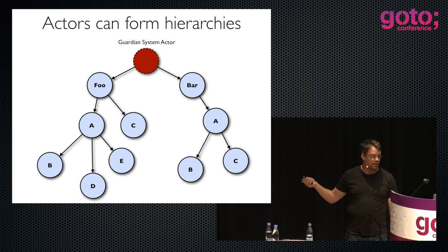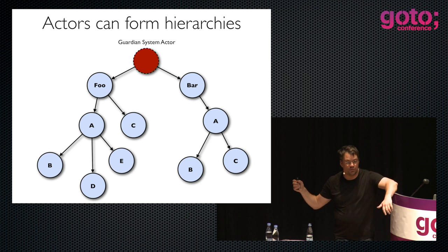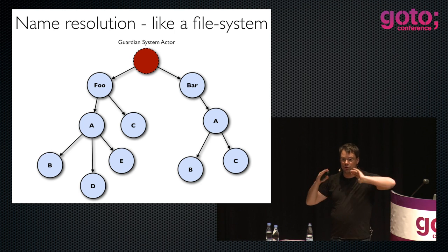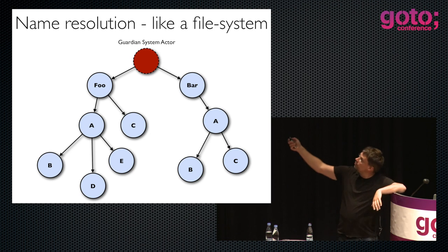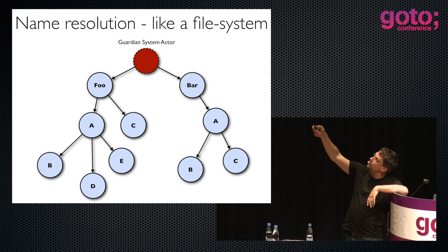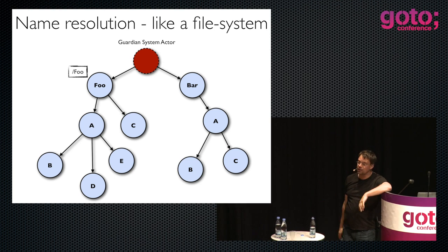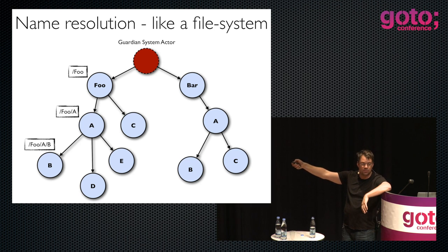This is important for name resolution, because we talk about actors and their names very much like a file system. This looks very much like a file system, right? With a root, and then you have the levels below. That's exactly how you reference them as well. So foo here, for example, is /foo. It's a top-level actor in our actor system, okay? This A here is /foo/A, and then /foo/A/B, and so on.